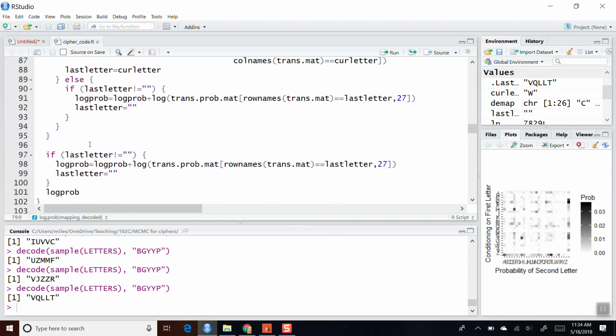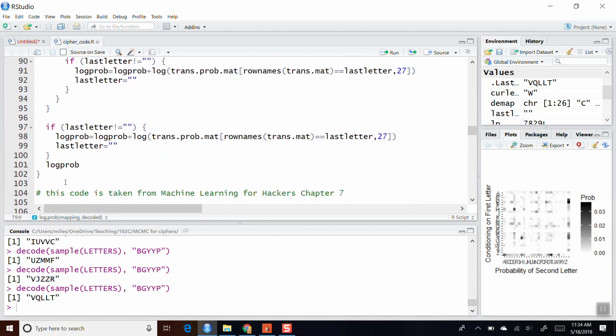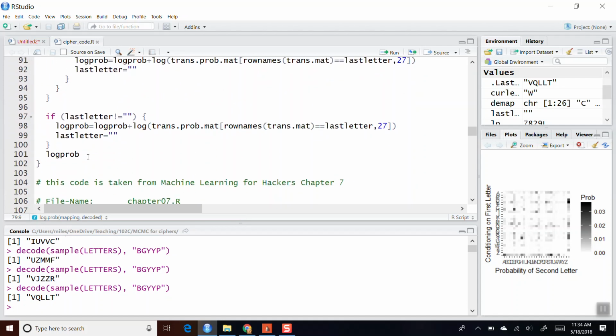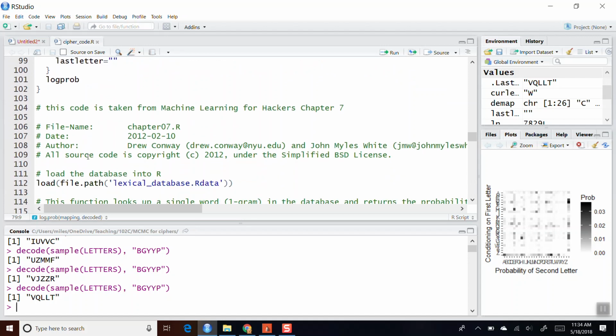And it's these ifs and else ifs, these are all for handling the space. Once it reaches the end of the word, T followed by space, those get added in, and so we'll get the log probability. So actually VQLLT, because of the LLT, might not be terrible. But anyway, okay. So that's going to give us the score based on the two-letter transitions, okay?